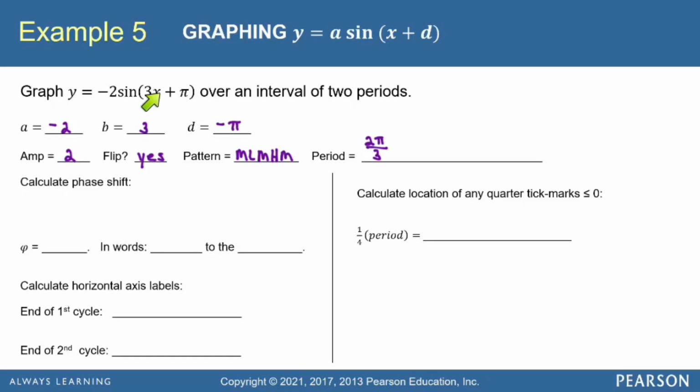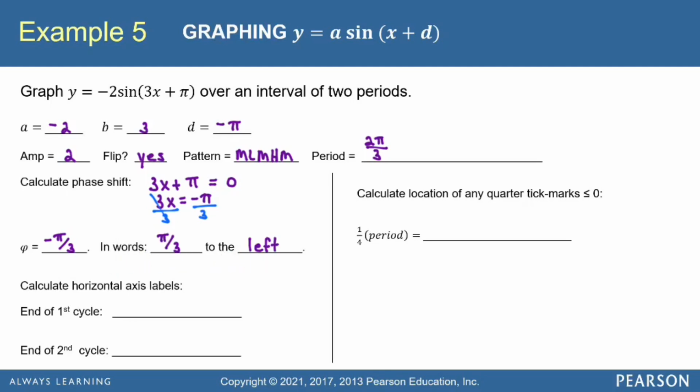Remember that we have to put the whole parentheses equal to 0. We just can't say that the D number is the phase shift. We have the whole parentheses equal to 0, and when we solve that, we get 3x equals negative pi, and then when you divide both sides by 3, you get x equals negative pi over 3, and that means your phase shift is negative pi over 3. And so, of course, the negative means we're moving to the left. So in words, our phase shift is pi over 3 radians to the left.